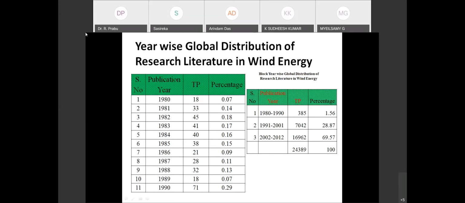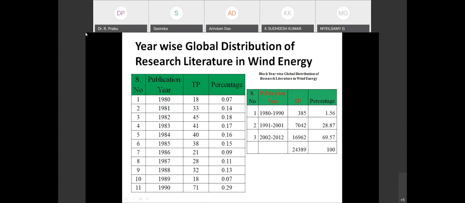Here we have assessed wind energy research, and we have seen how this wind energy research has been conducted at the global level. We took the data for 32 years, from 1980 to 2012. We retrieved the data from the Web of Science database, and we have done a lot of analysis.